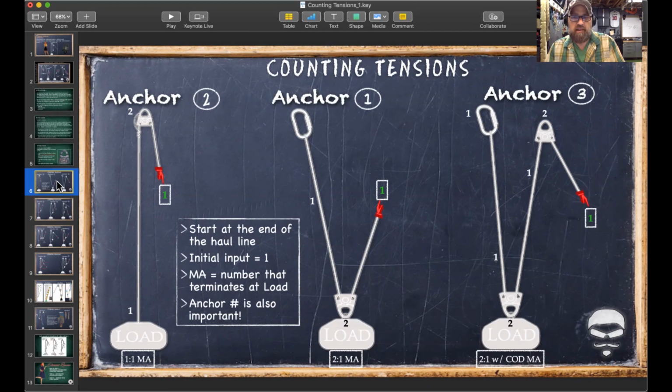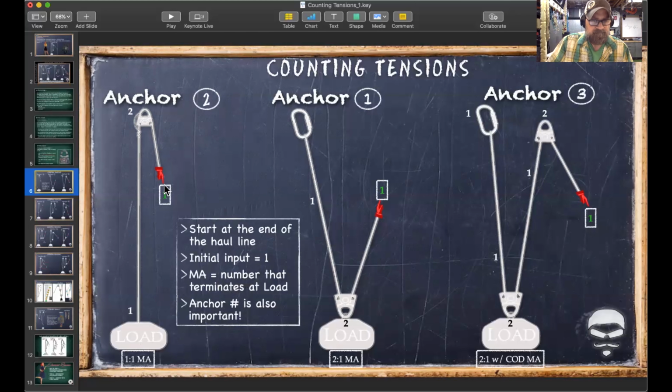And so when we're looking at that, we want to start them understanding the concept of counting tensions on systems that they're already familiar with. It just makes it easier. So when we get into those complex systems, they have more of a foundational toolbox to understand what exactly is going on. So just like we said before, we're going to start at the end of the haul line with an initial input of 1. The MA is the number that terminates at the load, and the anchor number is also important. So we have that depicted in all of our examples also.